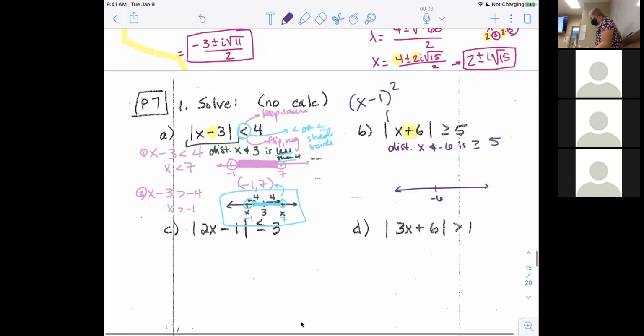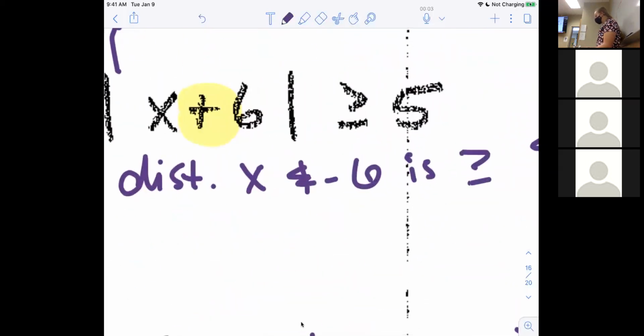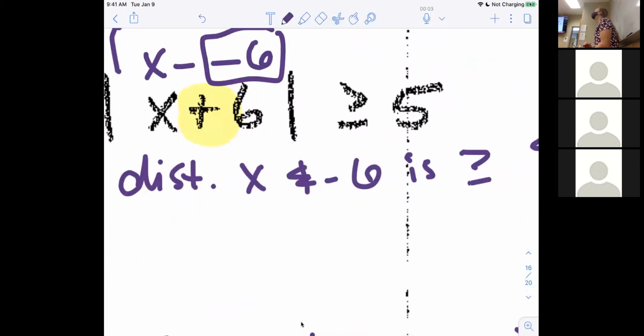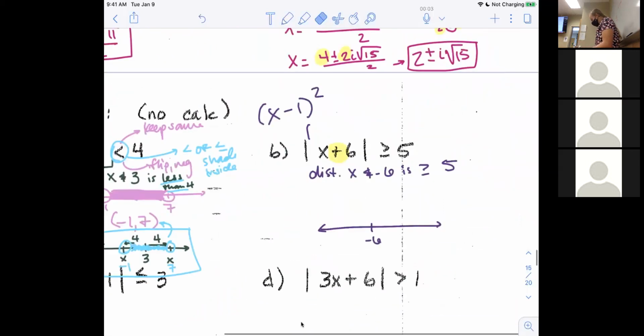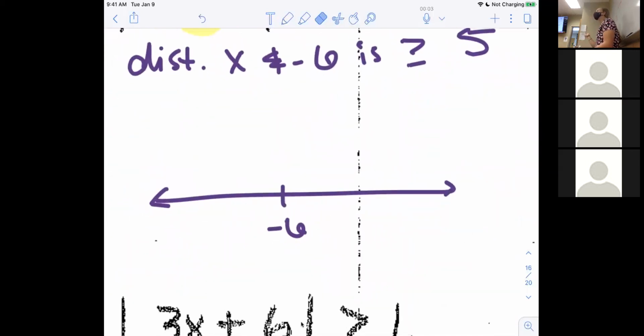But if I want to think of it as a number, this is saying the distance between x and -6, because distance is always minus a number. So I'm thinking of like x minus 1. All right. And then my distance is 5, or greater than or equal to 5. So I need to go 5 this way, which would leave me at -1. And I'm going to go 5 this way, and it would leave me at -11.